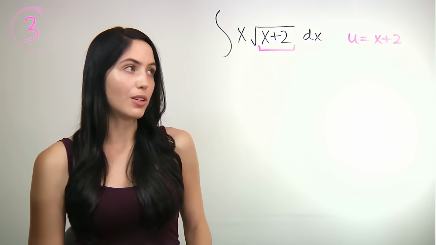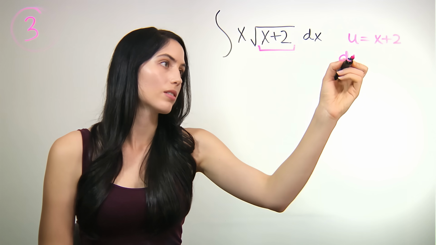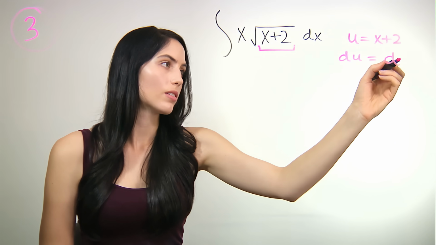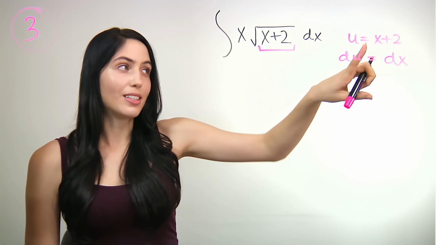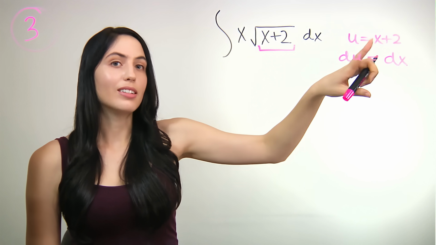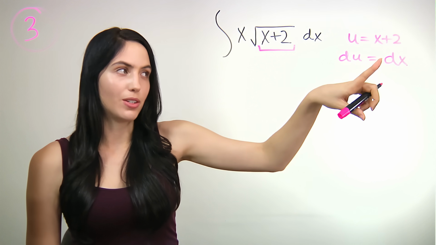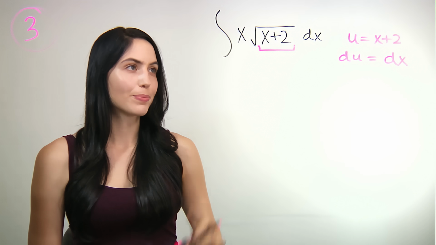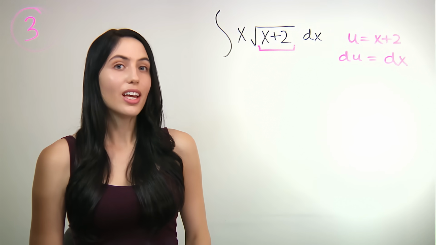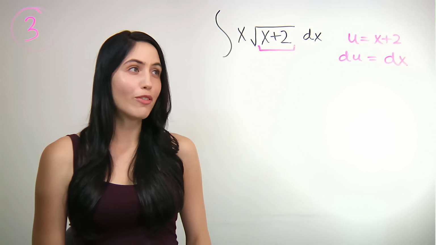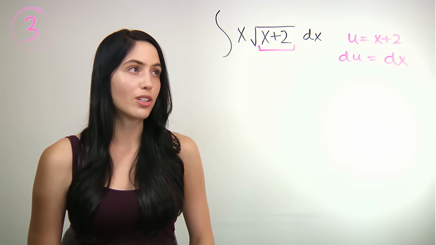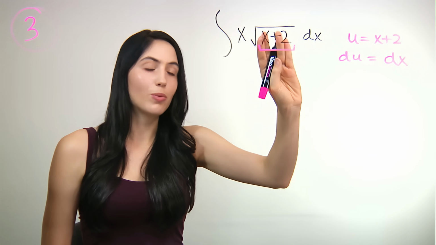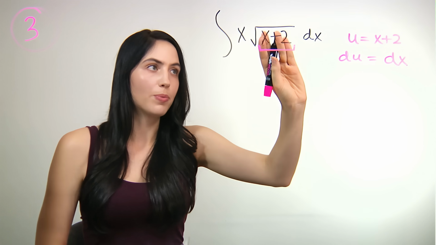Find your differential, du. Your differential is dx because the derivative of this is 1 dx and nothing from the constant 2. So you can just write dx. Now, check to see if you can replace everything in terms of u and du. That's always your goal in U-substitution. You can replace this with u. Here, this is your u.